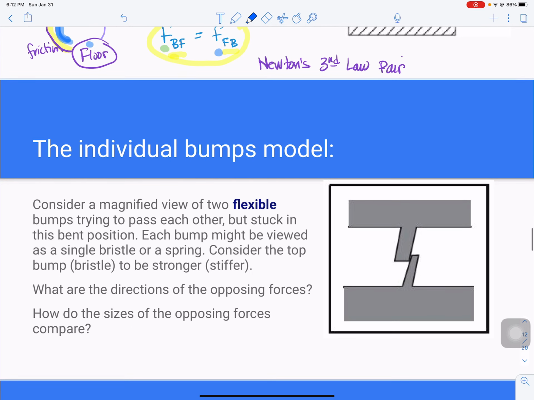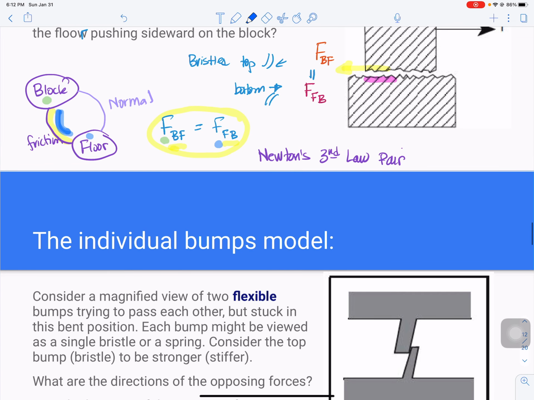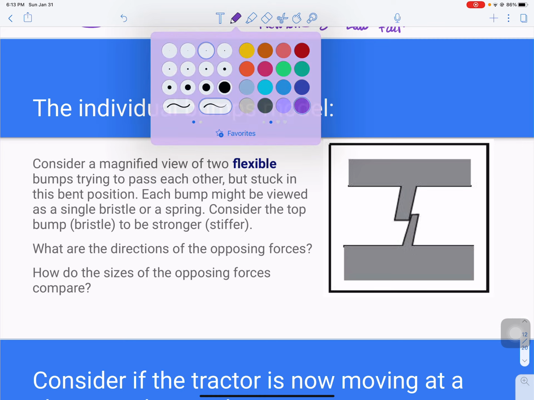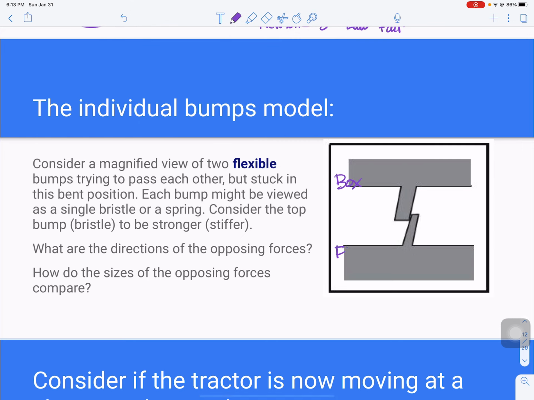Okay, so let's bridge our two examples, the wire brush and the bumps model, and look at individual bumps. Consider a magnified view of two flexible bumps trying to pass each other but stuck in this bent position. We can think of this as our box and this as our floor. The surfaces are rough when we have a magnified view. We can think of them not just as bumps, but actually like little bristles. When they try to pass each other, the bristles bend. They're very stiff, so they don't bend too well, exactly like my wire brush.